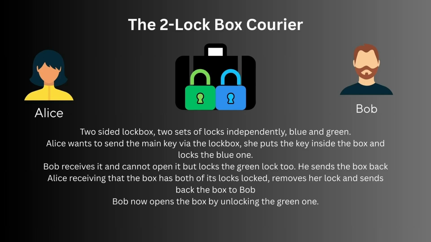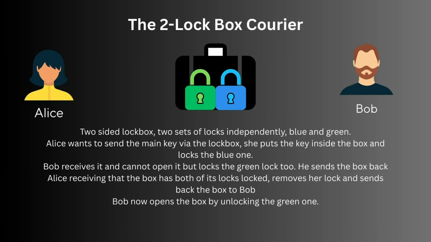So the first thing she does is put the key inside the box, lock the green lock, and send it to Bob. Now, Bob does not have the main key nor the green lock's key. So he locks the blue lock and sends that box back to Alice. Alice, upon receiving a box which has both the green and the blue locked, figures out that the box was received by Bob, and Bob sent it back to Alice.